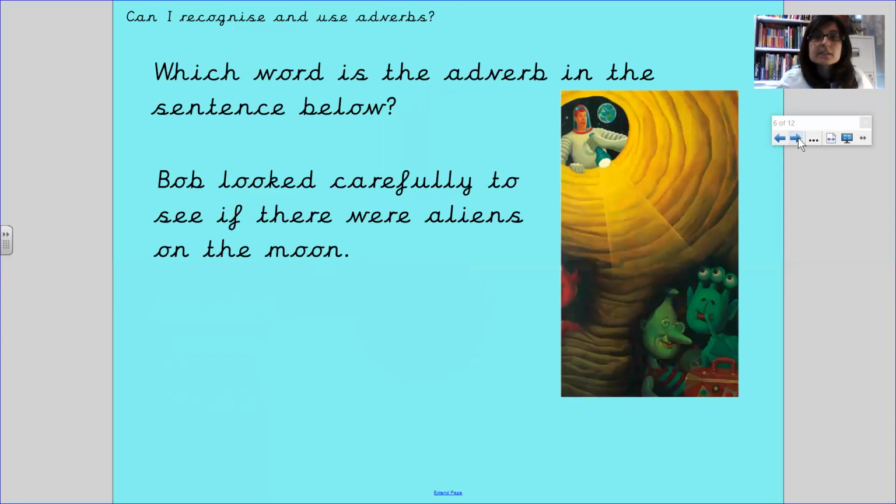Which word is the adverb in the sentence below? So I'm going to read the sentence to you and I want you to think carefully. Can you hear the adverb? Bob looked carefully to see if there were aliens on the moon. Can you spot the adverb? Did you hear it? That's right. Carefully. That's our adverb.